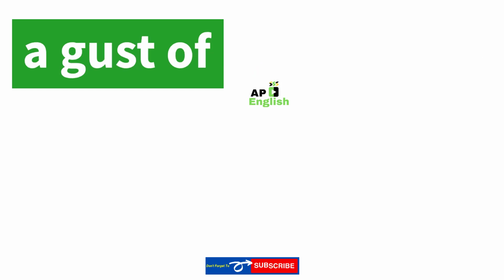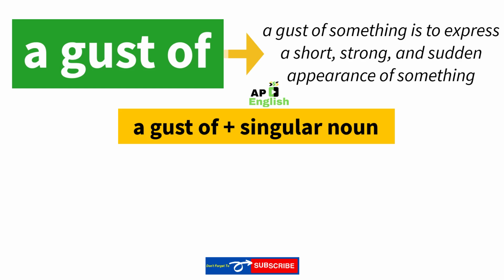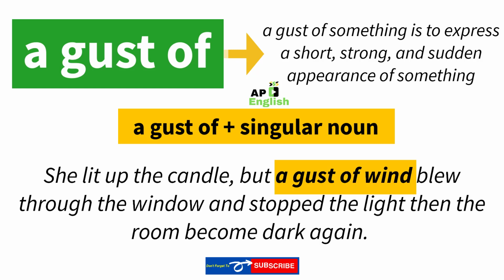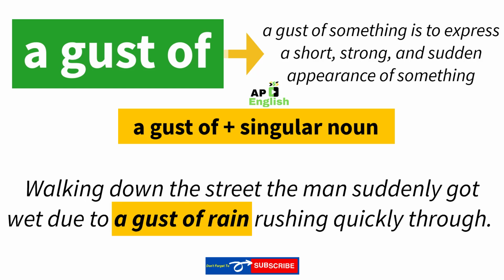A gust of something is to express a short, strong, and sudden appearance of something. Example, she lit up the candle, but a gust of wind blew through the window and stopped the light. Then the room became dark again. Walking down the street, the man suddenly got wet due to a gust of rain rushing quickly through.